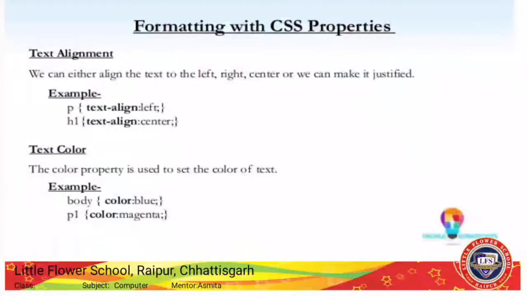Now we can see the text alignment and the code for it. We can align the text to the left, right, center, or we can make it justified. There are 4 options. In the example code you can see text align left, and for the H1 heading we have given text align center. In the paragraph the alignment should be left, and the heading alignment should be at the center, because the heading usually exists in the center. Now the text color property, as you all know, is used to set the color of the text. The body color should be blue, and the paragraph color is to be magenta.